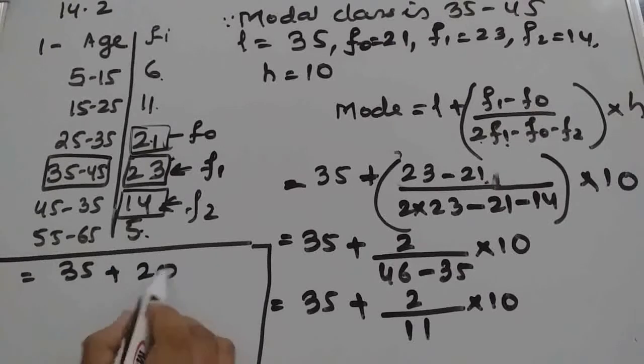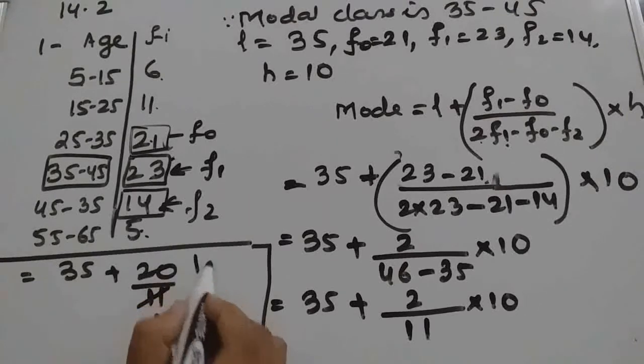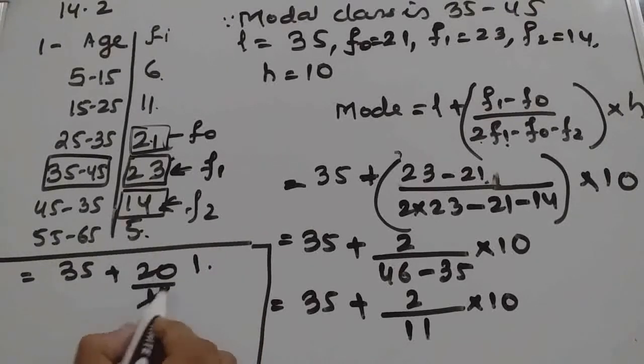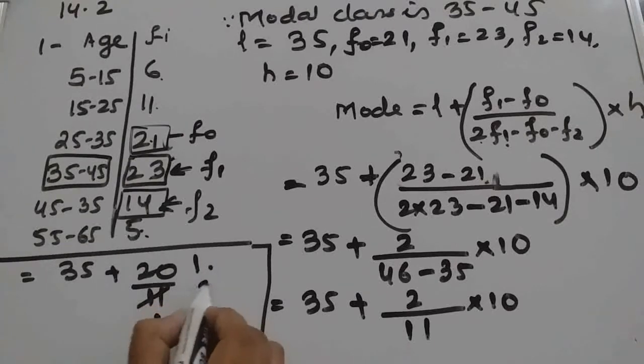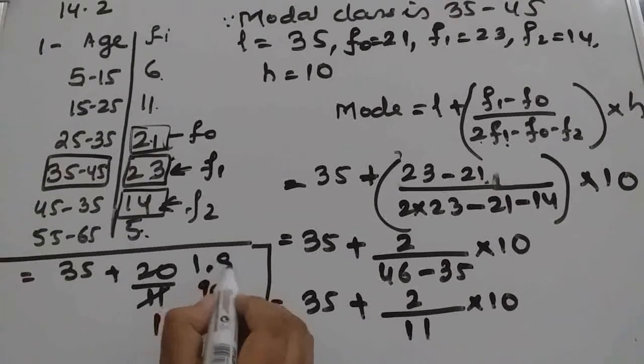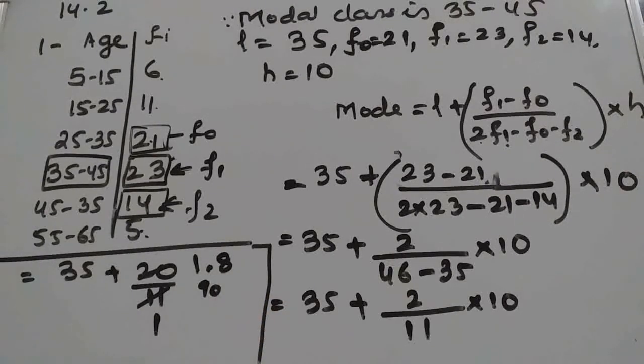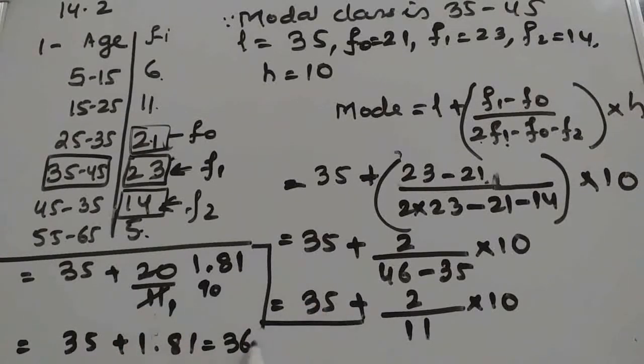35 plus 20 by 11, you can cancel this from 11. 11 ones are 11, so 9 will remain here, isn't it? So 9 will put 0 and decimal, so it will become 90. So 11 8s are 88, we can take. Now if we take 88, 2 will remain, again 1, it will go with 1. So 35 plus 1.81 will come. That will give 36.81. So this is your mod of the given data.